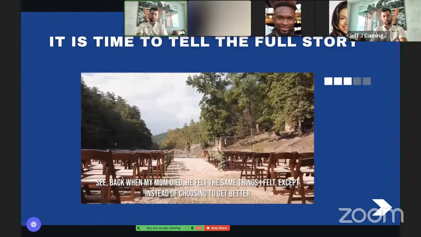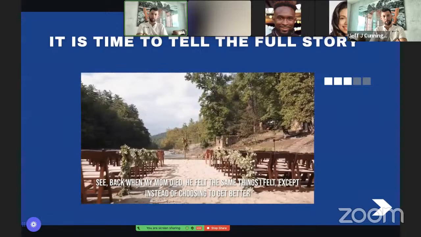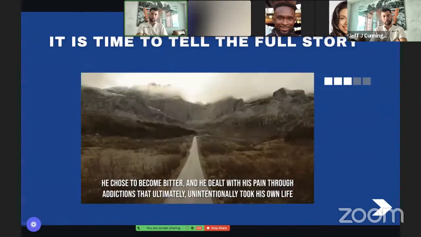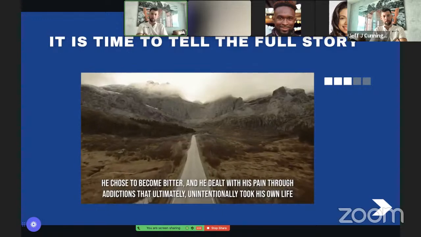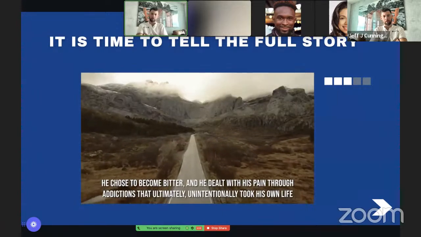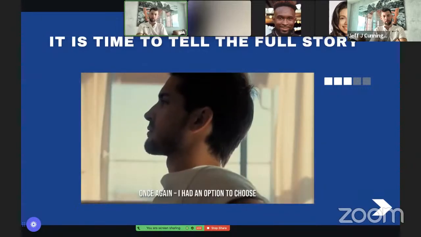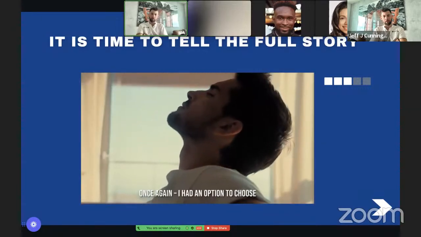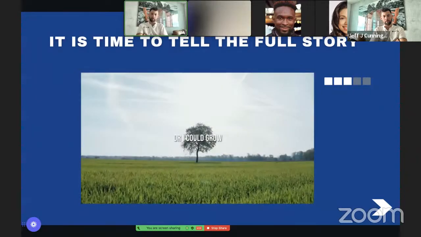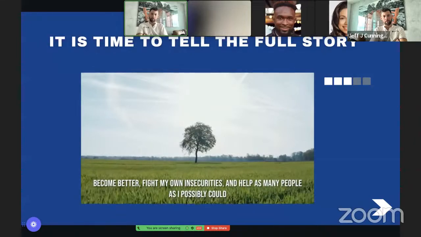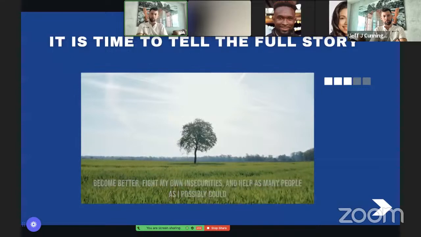See, back when my mom died, he felt the same things I felt, except instead of choosing to get better, he chose to become bitter, and he dealt with his pain through addictions that ultimately, unintentionally, took his own life. Once again, I had an option to choose. I could become upset and choose self-pity, or I could grow, become better, fight my own insecurities, and help as many people as I possibly could.